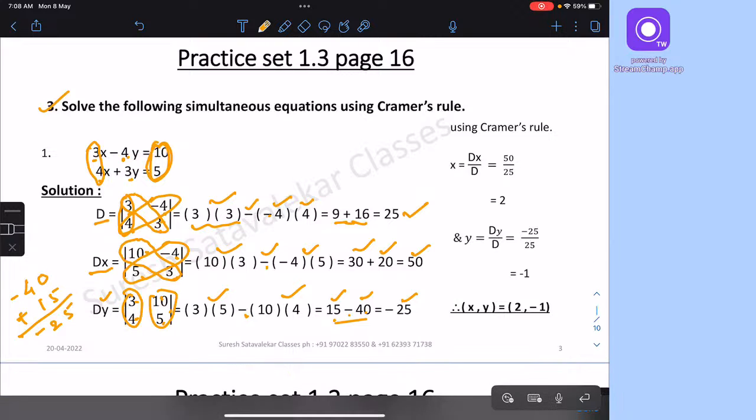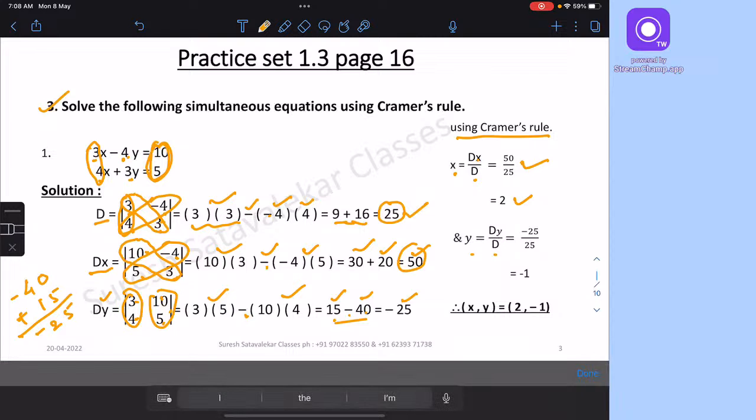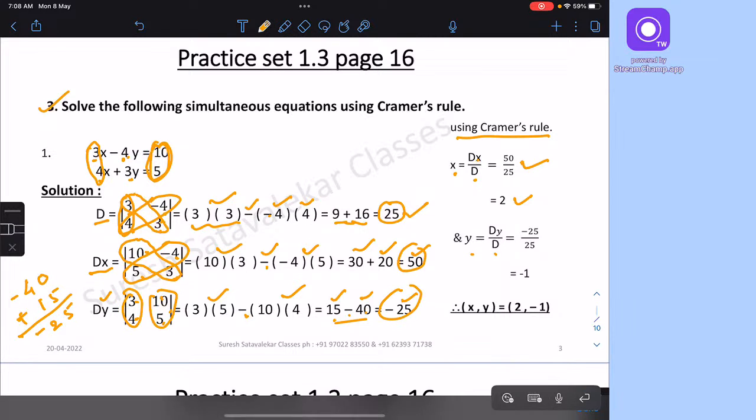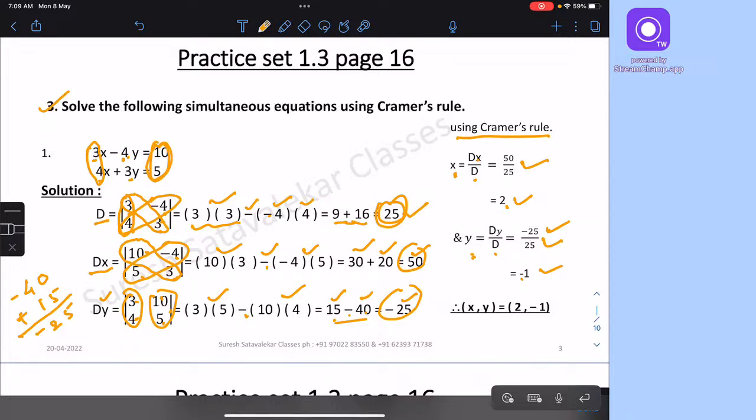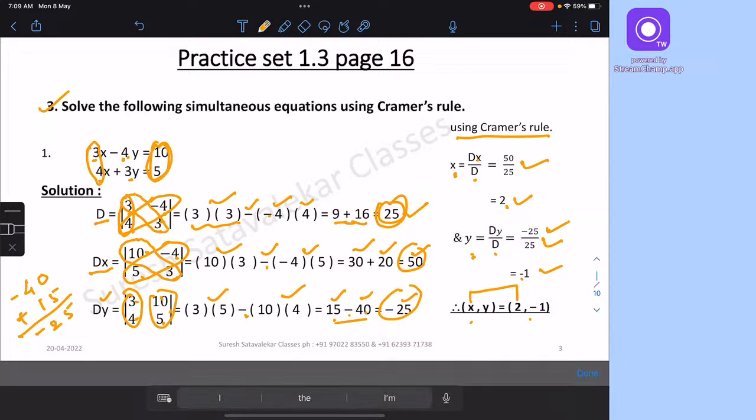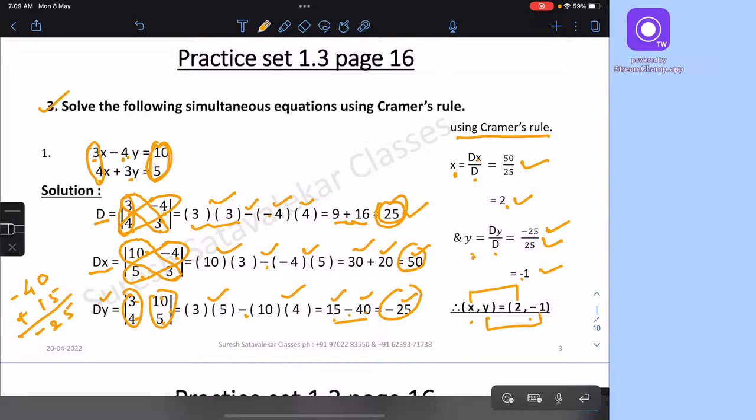Now here, using Cramer's rule, we can say that x is equal to Dx upon D. So Dx is 50, D is 25. 50 upon 25 is 2. And y is equal to Dy upon D. So Dy is minus 25 upon D, D is 25. Minus 25 upon 25 is minus 1. Thus x is equal to 2 and y is equal to minus 1. We write it as ordered pair (x, y) equal to (2, minus 1). This means the value of x is 2 and the value of y is minus 1. Equality of two ordered pairs means first element is equal to first element, second is equal to second.